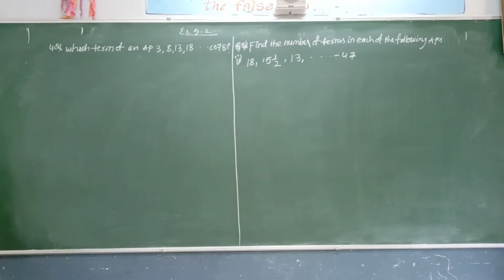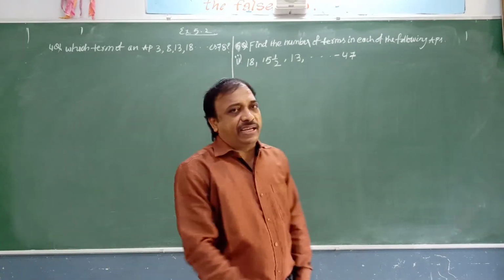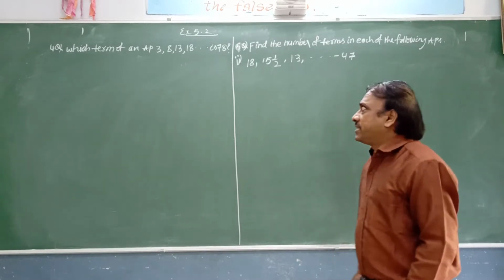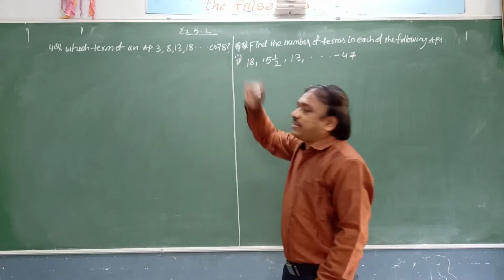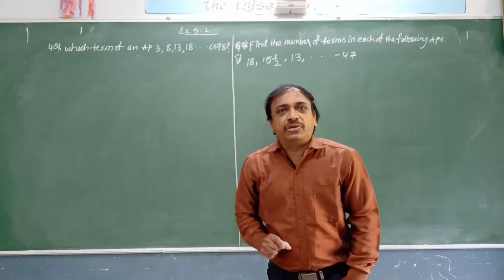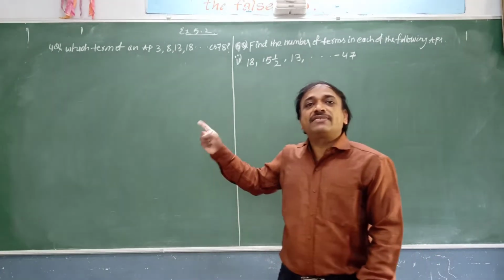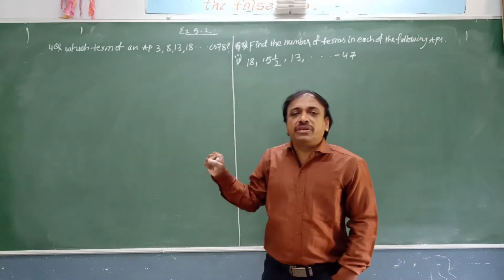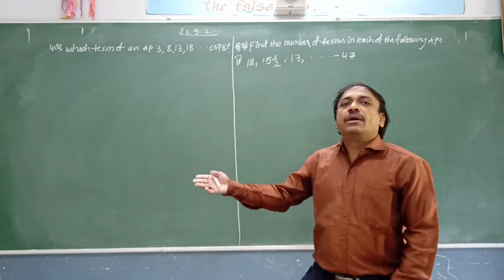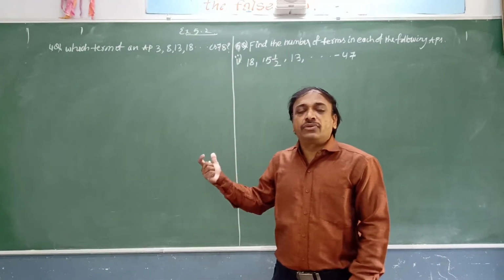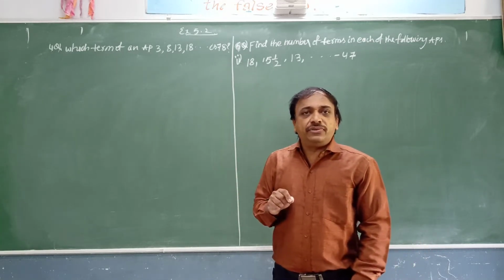Look at the board. Exercise 5.2, question number 4. Which term of an AP 3, 8, 13, and so on is 78? What did you understand from this? It means that in the arithmetic progression, 78 is one of the terms. Which term is it? Is it the 5th term, 6th term, 10th term, or 20th term? That means you have to find the n value.